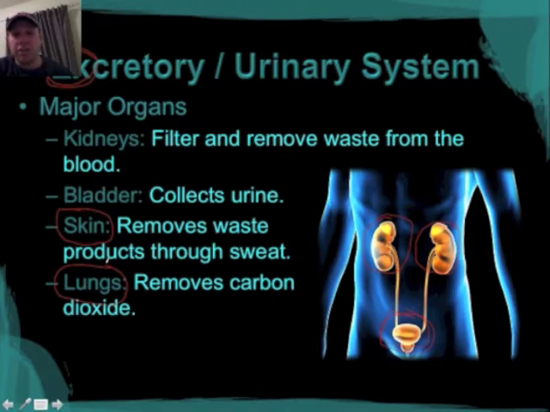However, the lungs are getting rid of carbon dioxide. Okay, carbon dioxide is a waste product to us. We don't need it. Therefore, the lungs help us to get rid of it. So, excretory system, getting rid of the waste products. Urinary system, part of the excretory system as well, but primarily responsible for getting rid of the liquid waste.